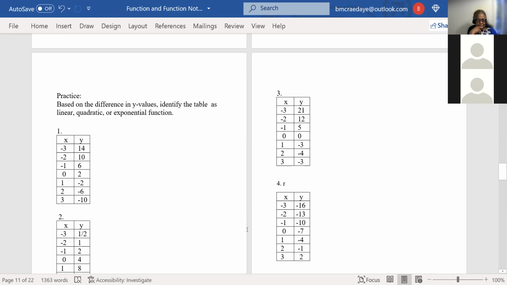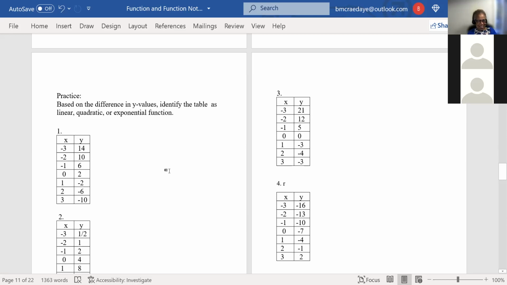Answer number one. Latoya, Chastity, any answer on number one? Is it linear, quadratic, or exponential? Which one is this? A? It's linear. Why is it linear? I don't know.